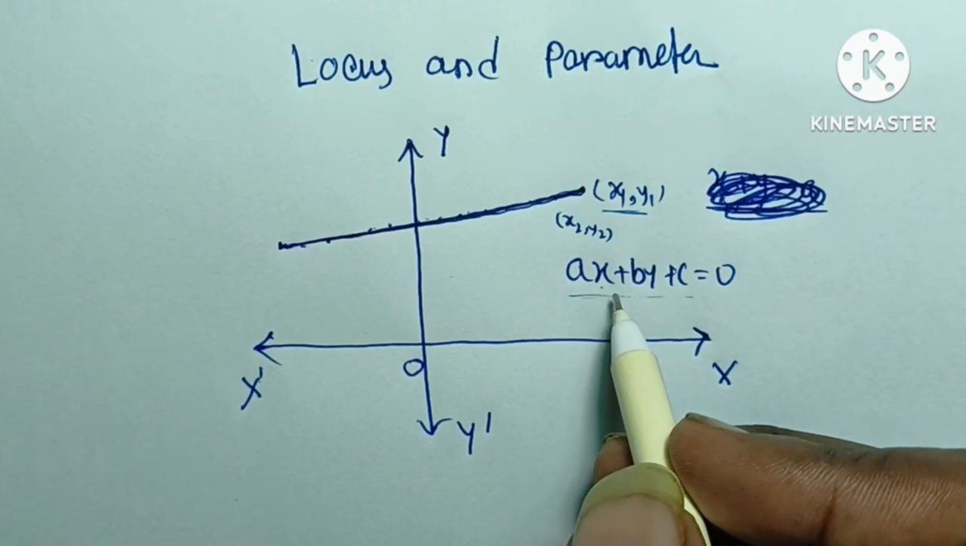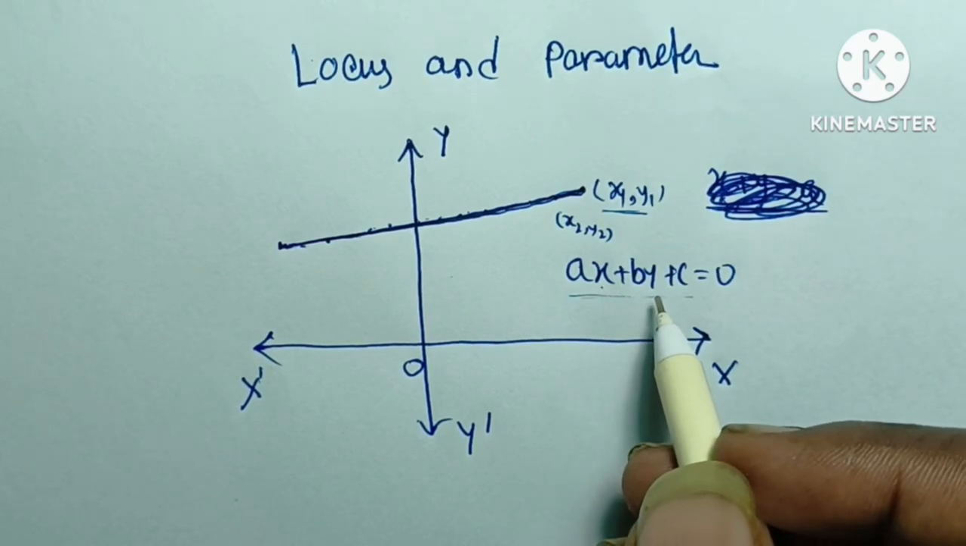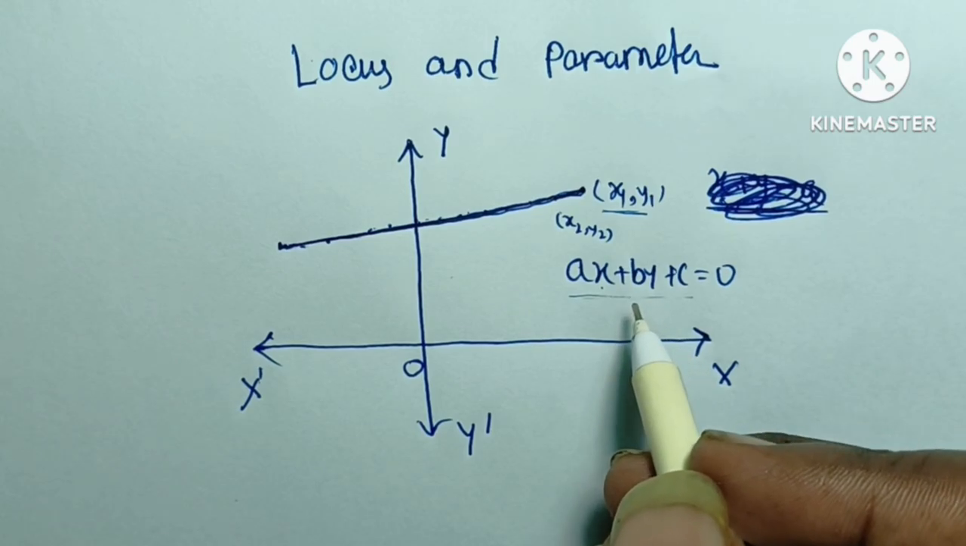If x and y depend on a third variable, then the third variable is called a parameter.